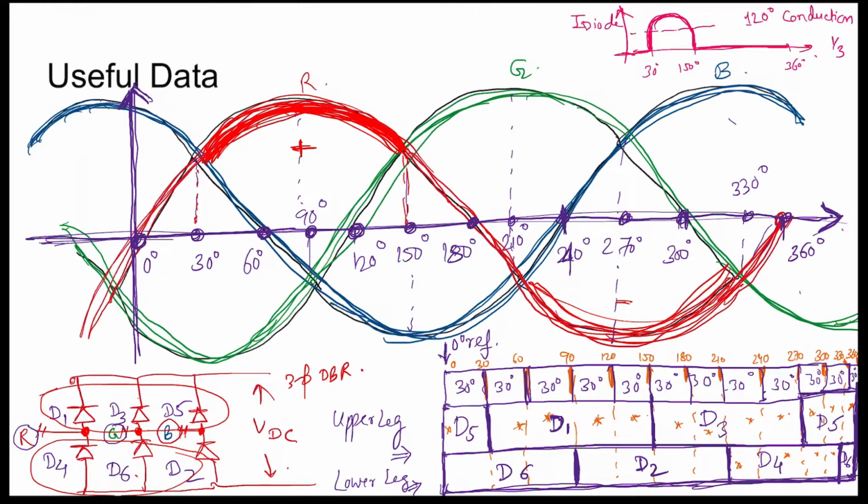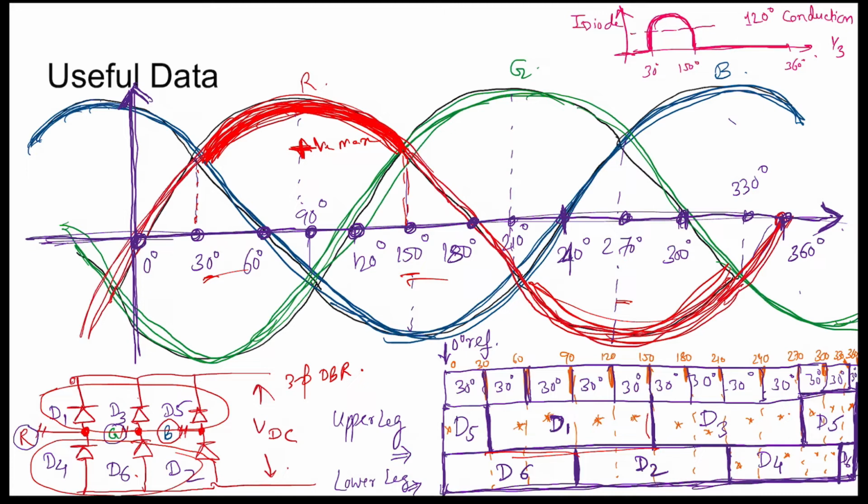Now for R phase, when R phase is maximum between 30 degree to 150 degree compared to the other phases, since it is positive maximum, the upper leg will conduct between 30 to 150. So from 30 to 150 we see D1 is conducting.